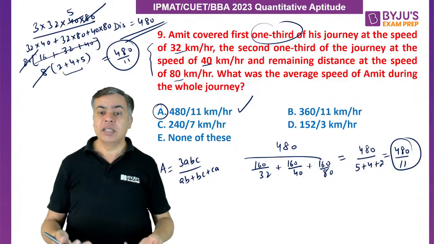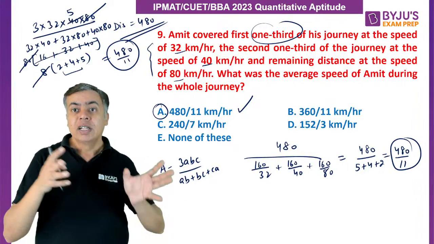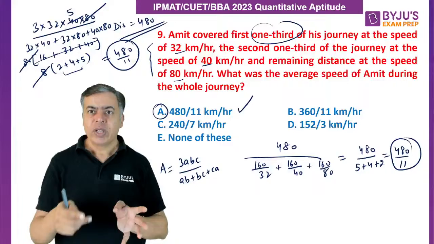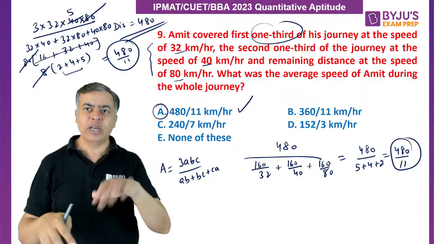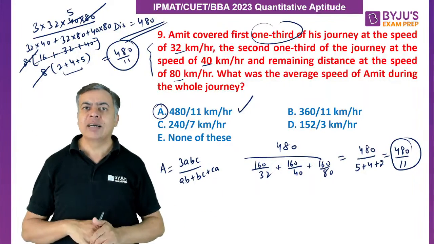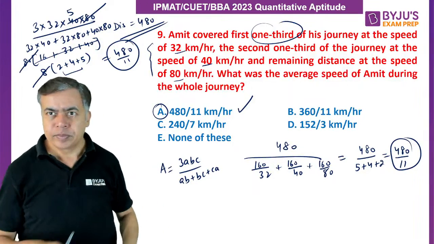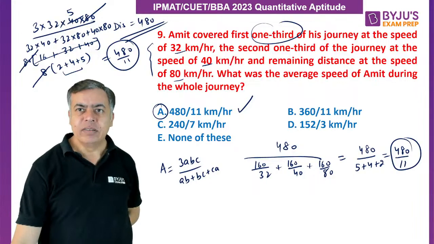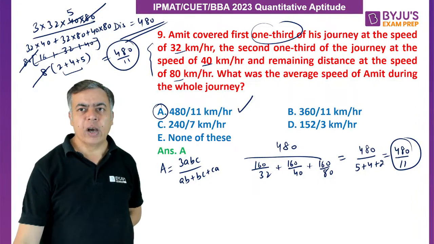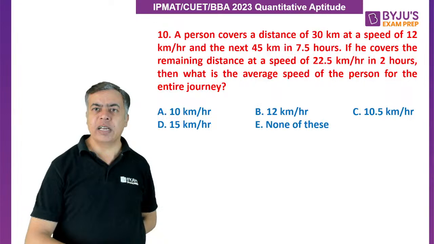But that seems lengthy. Instead of that, you can take the LCM of the speeds given, and because it was 1/3, 1/3, 1/3, you should take the distance as the LCM into 3. That will be easy. Option A is the correct answer. Let's move to the next one.